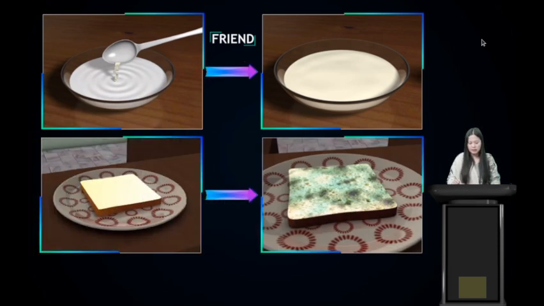But in the second case we see that this bread is spoiled by microbes or microorganisms. So in this case, microbes are not useful to us, not friendly to us, so they will be considered as foe, in other words, enemy. So here we see that microbes can be both useful and harmful to us. When they are useful to us, we consider them as friend, but when they are harmful to us, we consider them as foe.